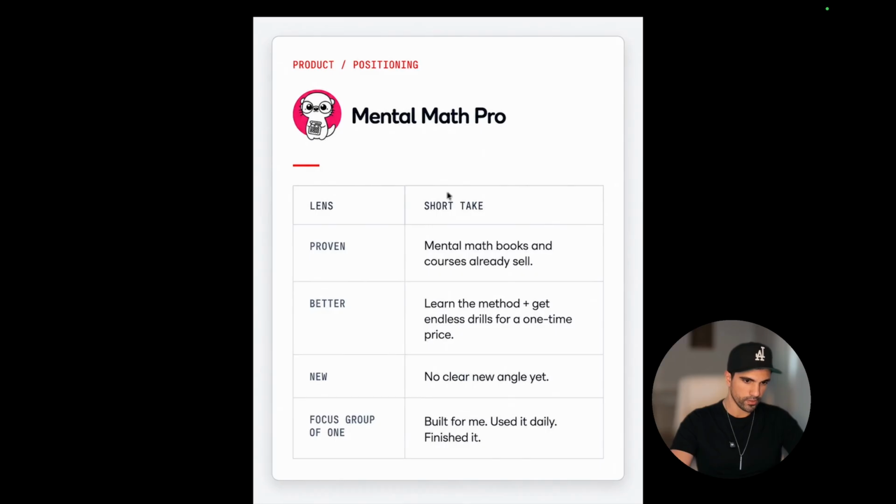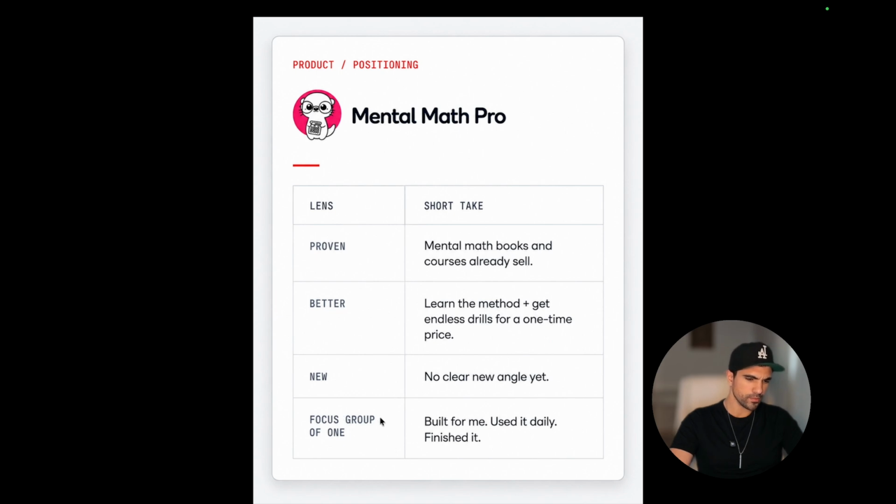For Mental Math Pro, the proven is that people already buy books and courses on improving their mental math. And the better is that a book can teach you the methods, but it doesn't let you practice as much as you need to really learn, but the website does. Plus, I did a one-time price, which is the same as a book. And as for new, I haven't really isolated one yet. I told you that new was the hardest one for me.